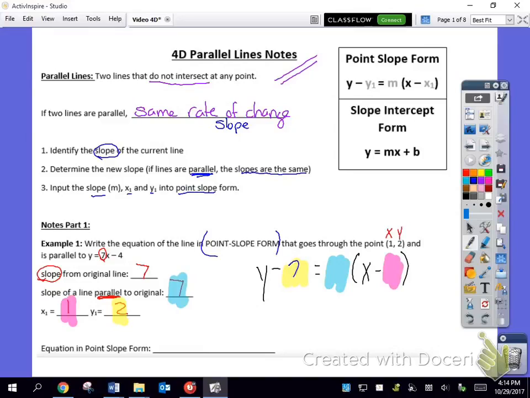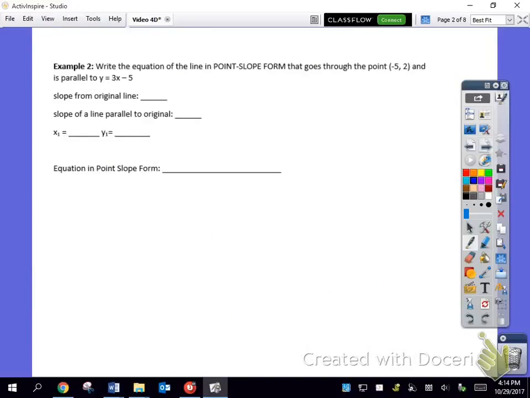So y minus 2 equals 7, parentheses x minus 1. And now look, there's not any minus and negative, so you leave that. y minus 2 equals 7, parentheses x minus 1. And close the parentheses. So that's point slope form. I get to keep the parentheses in there.